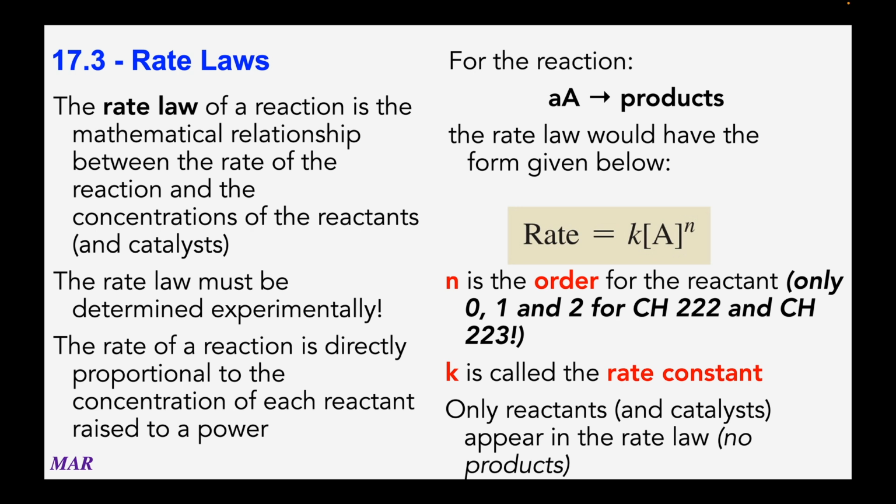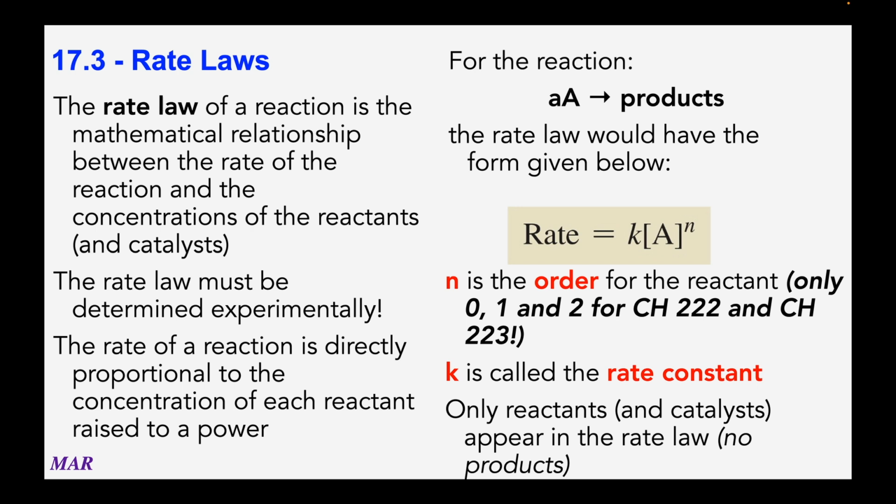So for a random reaction of capital A going to products, where capital A has a stoichiometry of little a, you can write a general rate law as follows. The rate equals the rate constant K, which is also something you have to figure out through experiment, times the concentration of capital A to the n power. And n is called the order of the reactant. Now for Chem 222 and Chem 223, n is going to be 0, 1, and 2 only. Outside of these classes, you might see different values for n, but in our classes, it's going to be 0, 1, and 2 only.